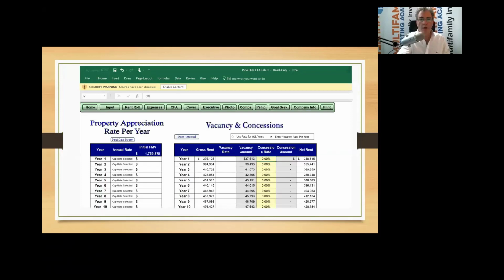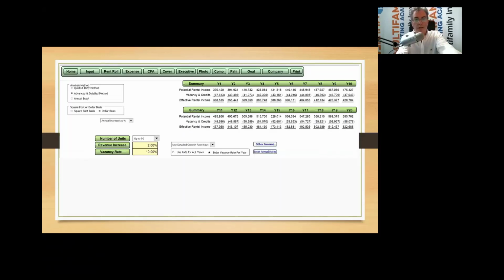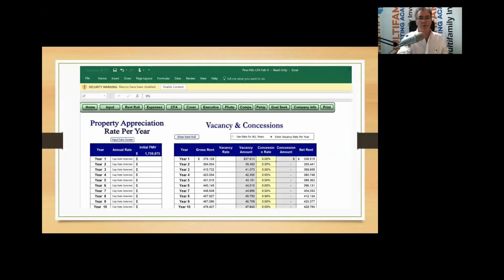All right. Now, over here, look at where it says vacancy rate 10%. If you click that little white radio button, use rate for all years, which is what we always do, you're going to see a 10% vacancy every single year. But if you click the other button where it says enter vacancy rate per year, and then hit the white button that says enter annual rates, it takes you over to this tab, where it's done kind of on the concession rate. There are a couple different ways you can do this. I just screen captured this particular one so you can take a look at it. But what you do is you go in there and build it out.